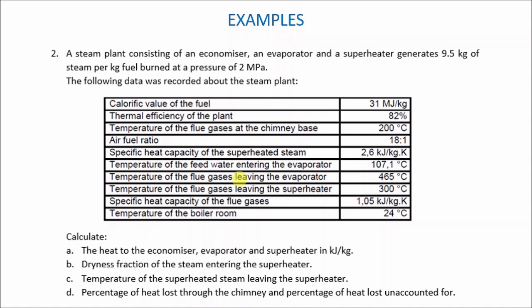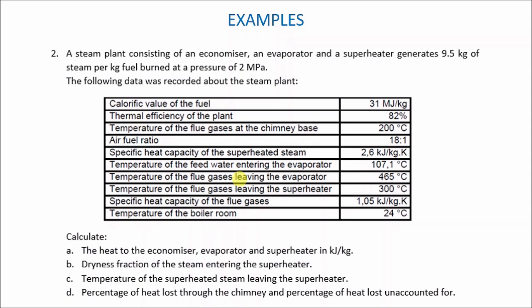In this case they gave you the temperature of the flue gases leaving the evaporator. And if you think about it, if you look at that diagram, those flue gases are going into the superheater. So the temperature of the flue gases leaving the evaporator is the same thing as the temperature of the flue gases going into the superheater in the flue gas flow diagram that I showed you. And then you also have the temperature of the flue gases leaving the superheater. Now, that is the same thing as the temperature of the flue gases going into the economizer.